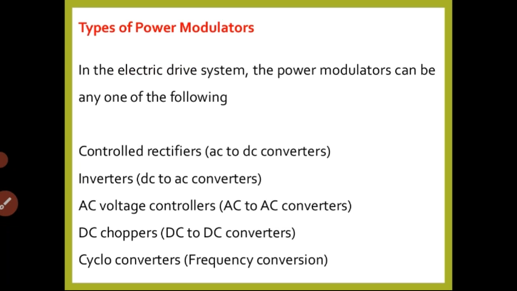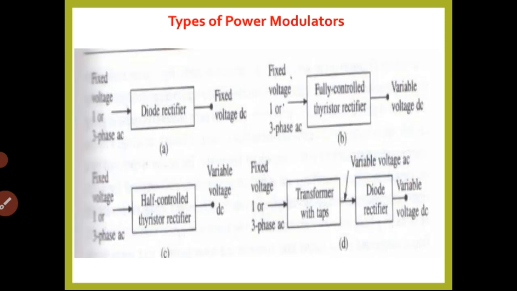Now I will explain a little about the types of power modulators in the electric drive system. The power modulators can be any one of the following: controlled rectifiers, inverters, AC voltage controllers (AC to AC), DC choppers, and cycloconverters. Here some of the block diagrams are there, so I will just discuss them. For example, take this first one.